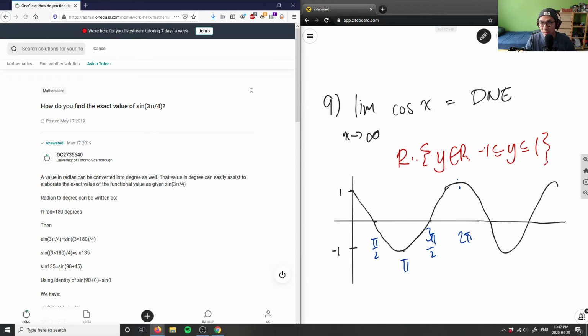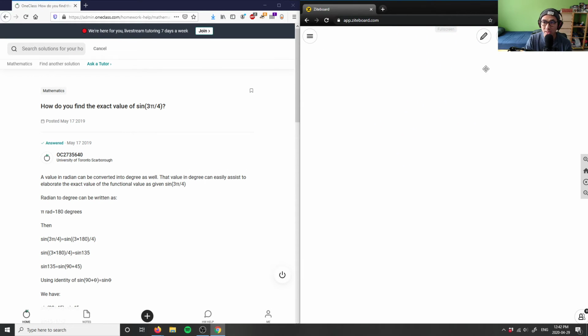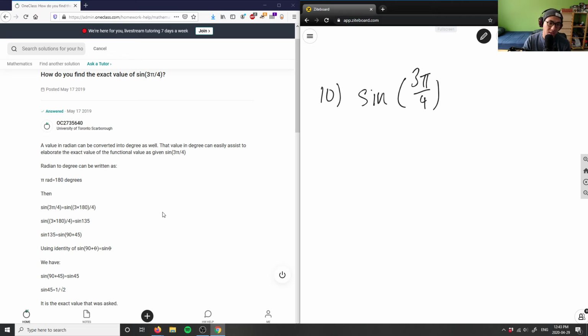So that's question 9. Let's look at question 10. Question 10 states: how do you find the exact value of sine 3 pi over 4? For us to do this, we're going to work in radians. This solution works in degrees, so it changed to degrees, but that's totally fine. It doesn't really matter.